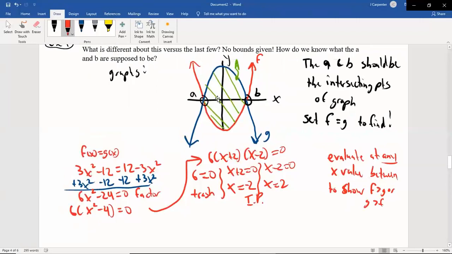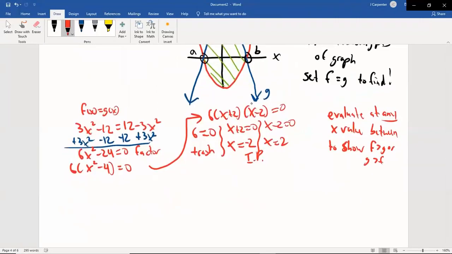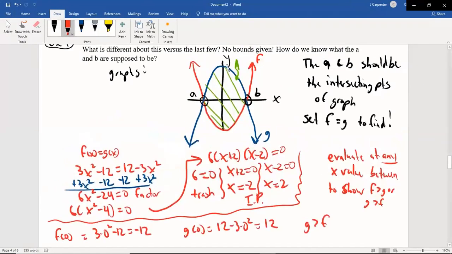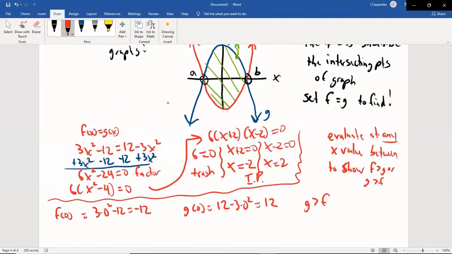Well, 0 is between -2 and 2. That's the easiest one to do. So let's do f of 0, which would be 3 times 0 squared minus 12, which is -12. And let's do g of 0, which is 12 minus 3 times 0 squared, which is +12. Therefore, g is bigger than f, as our graph confirms. If it's bigger on that point, it's bigger on all the points before they cross again.